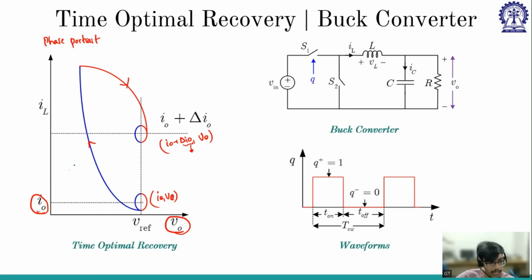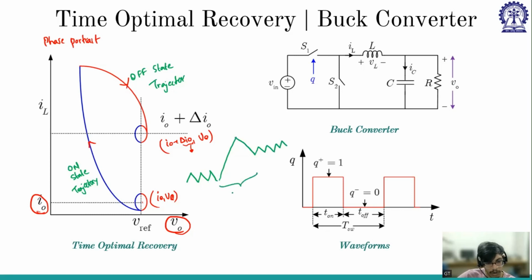Why am I saying one switching cycle? This is the on state trajectory, and this is the off state trajectory. If I consider the inductor waveform, during the transient it will be on, then off, and then it reaches steady state. This is what we call time optimal recovery. Why? Because this is one on state and it is equivalent to this, and this is the off state and it is equivalent to this.